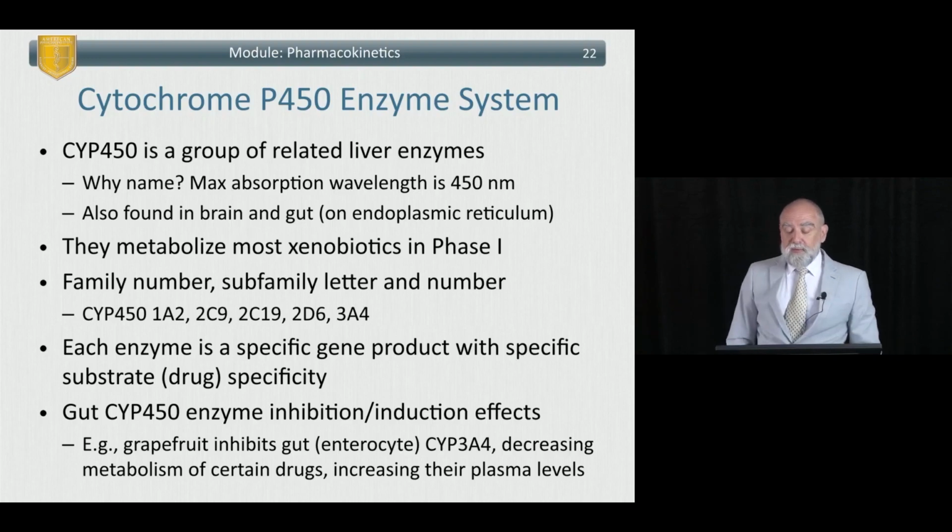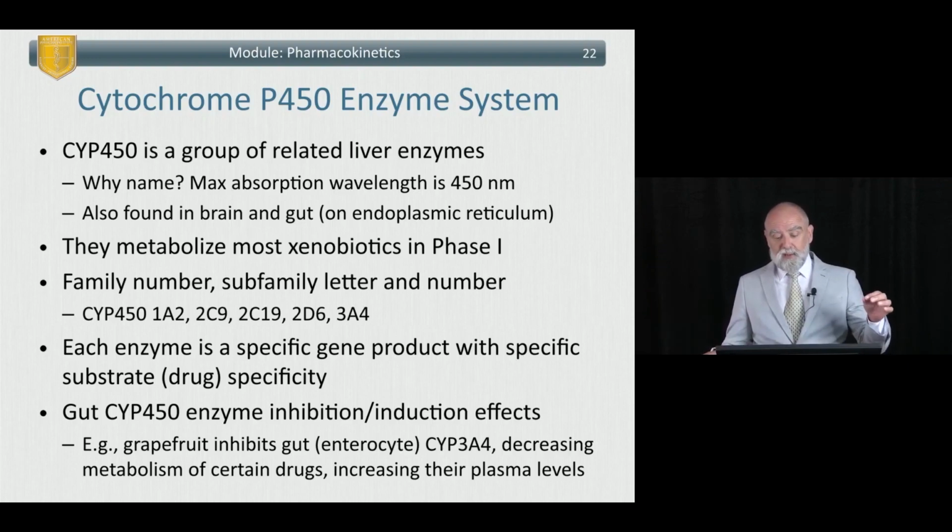The CYP450 enzyme system is a group of related liver enzymes. They get their name from when they were first isolated: their light absorption was highest at the wavelength of 450 nanometers. These enzymes are also found in the brain and the gut, in addition to the hepatocytes in the liver. These are intracellular, right? They're on the endoplasmic reticulum. They metabolize most of the xenobiotics in phase 1 metabolism.